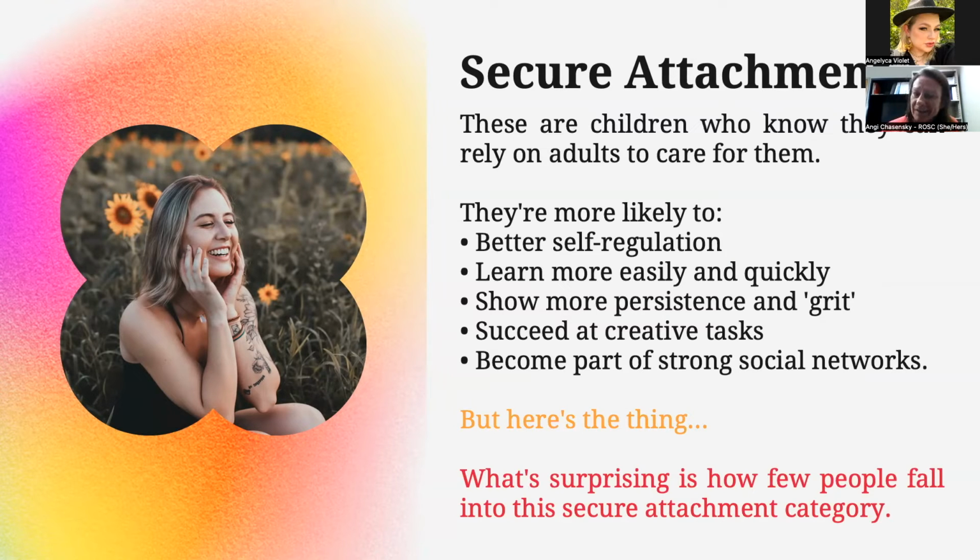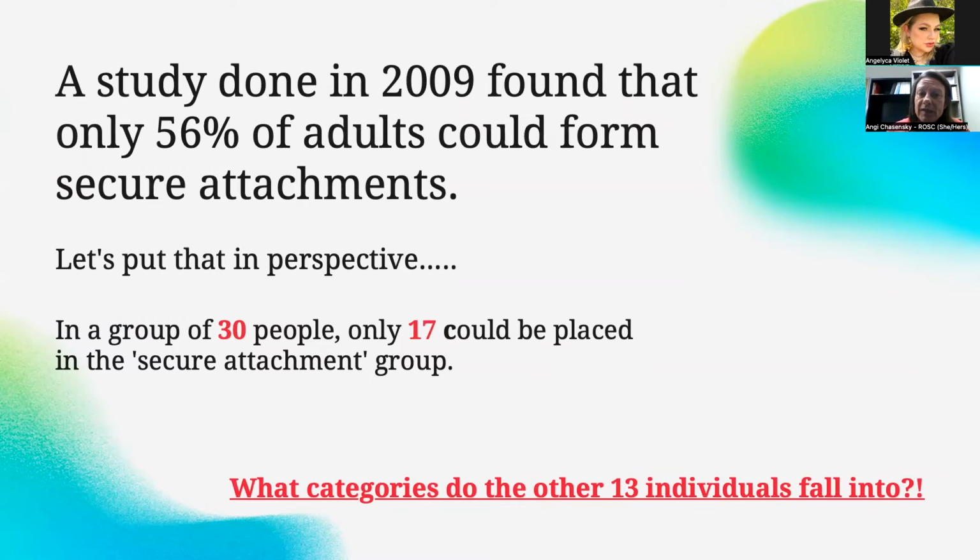But here's the thing. What's surprising is how few people fall into the secure attachment category. A study done in 2009 found that only 56% of adults could form secure attachments. Now, as a side note, I'm curious what a study now, especially after the pandemic, would find of the adults that feel that they have secure attachments.